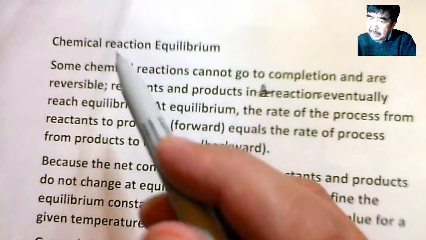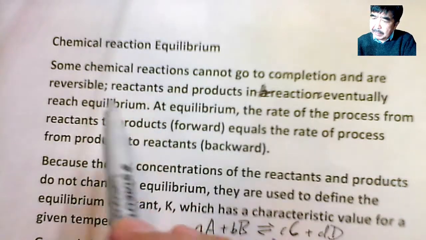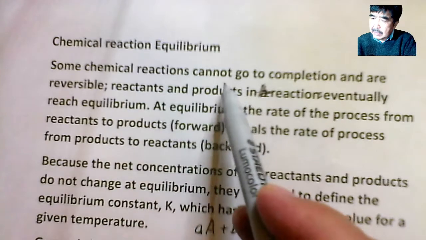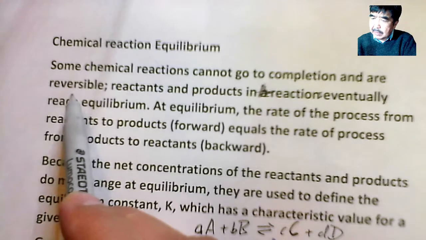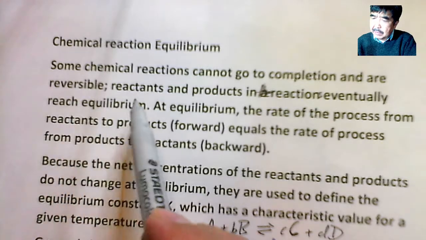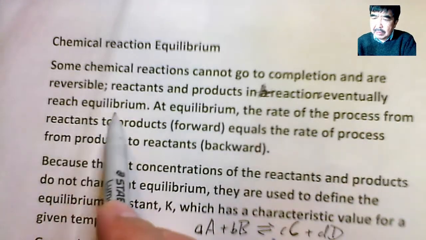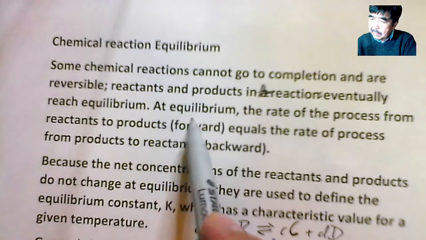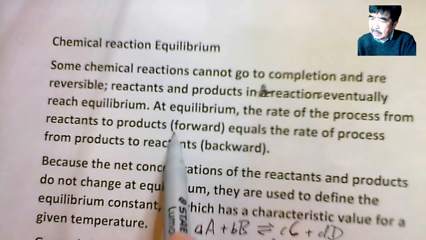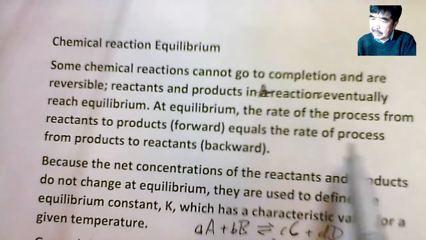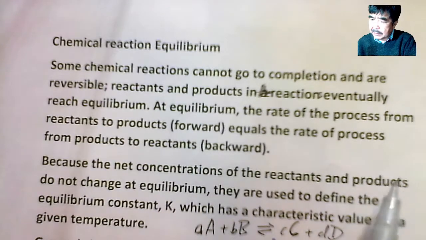All right, let's briefly take a look at chemical reaction equilibrium. Some chemical reactions cannot go to completion and are reversible. In those reactions, reactants and products virtually reach equilibrium. At equilibrium, the rate of the process from reactants to products, the forward process, equals the rate of the process from products to reactants, the backward process.